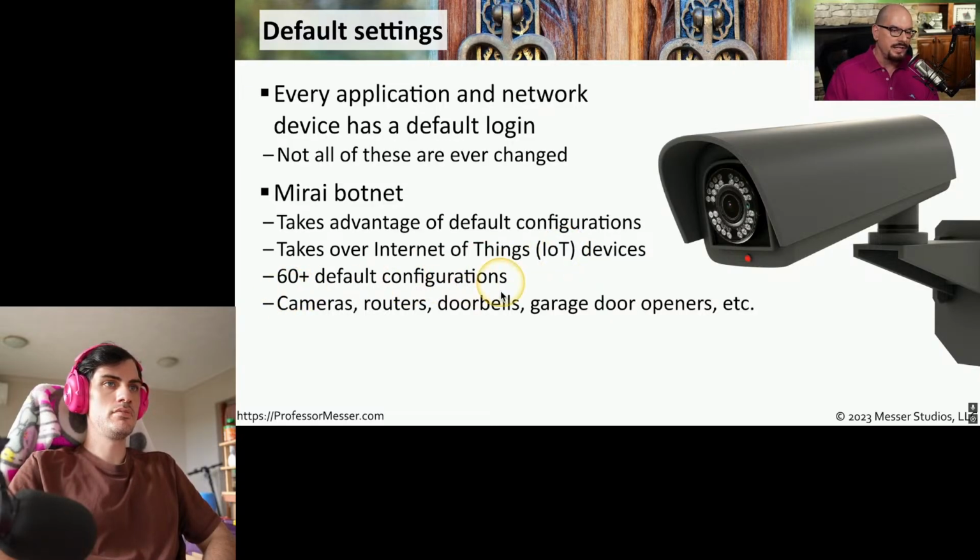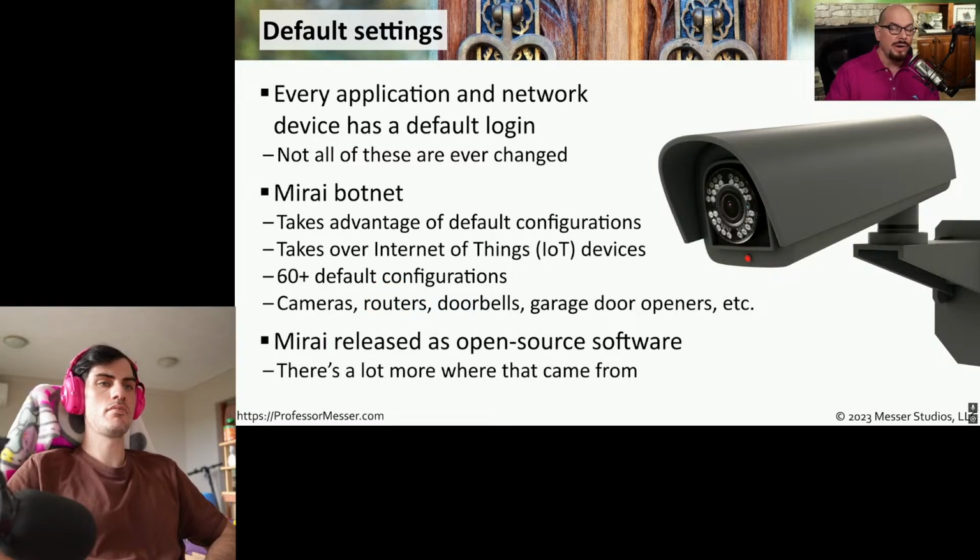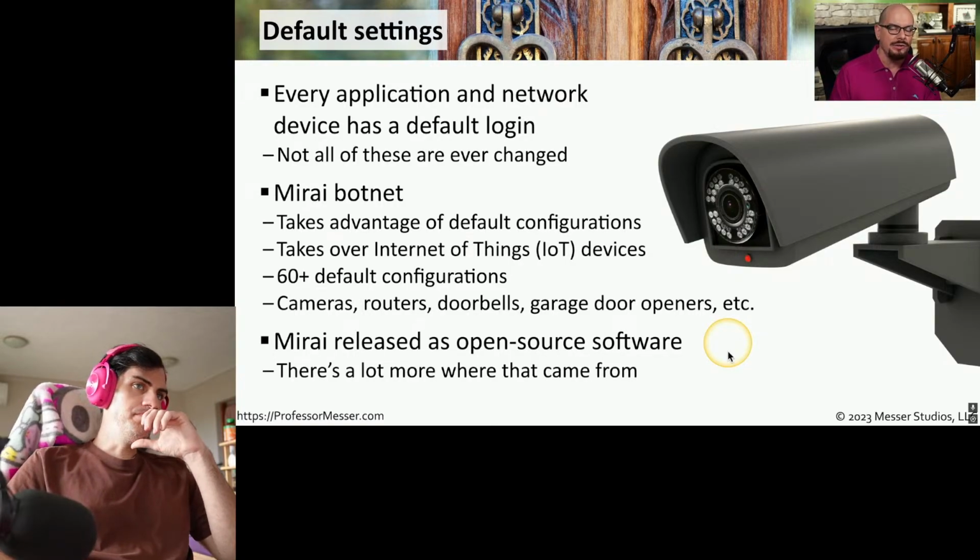There are more than 60 default configurations that this will look for on your network, including cameras, routers, doorbells, garage door openers, and anything else that connects to the network. If this botnet finds one of these devices with the default credentials, it's able to gain access to that device and then provide the attacker with information on where they can connect as well. This is also software that anyone can run because the Mirai botnet has been released as open source. So both researchers and attackers are using this open source botnet to identify places where the default credentials may still be in use.